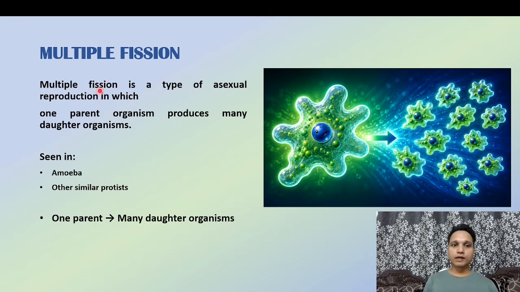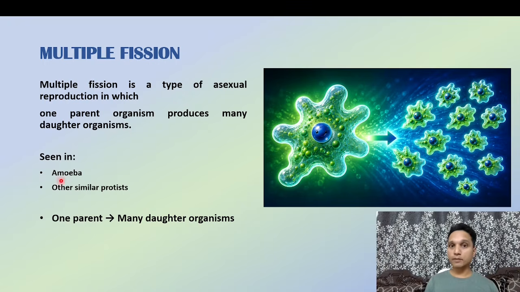Multiple fission. So multiple fission is a type of asexual reproduction. Obviously, whenever you hear this term asexual reproduction, you should know that it will have only one parent organism, and it won't involve any gametes, let them be sperm or oocyte. No gametes are involved in asexual reproduction. So multiple fission is a type of asexual reproduction, which clearly means that there is only one organism, and at the same time, there are no gametes involved. One parent organism produces many daughter organisms, and that's why the name multiple fission is given.